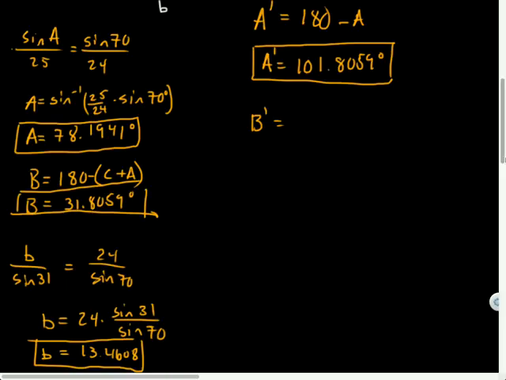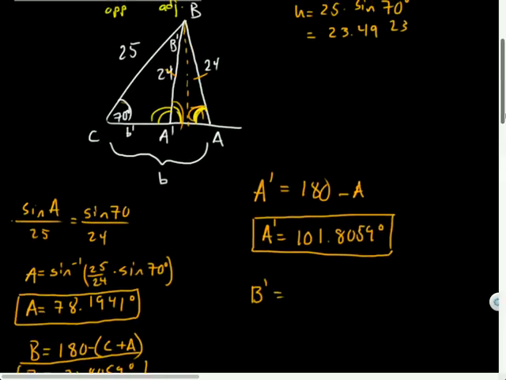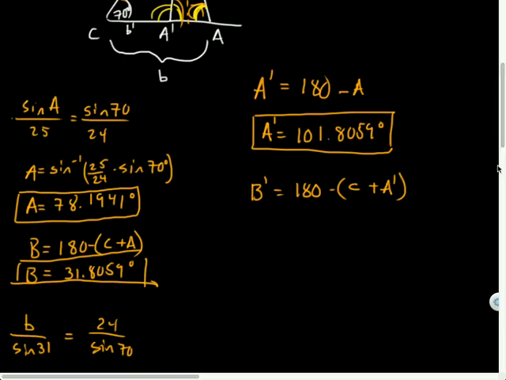And question, is B prime going to be larger or smaller than angle B? It's going to be smaller, right? Because angle B was this whole angle here. Angle B prime is this angle here. And I can find angle B prime by doing 180 minus the sum of angle C and my new A prime.